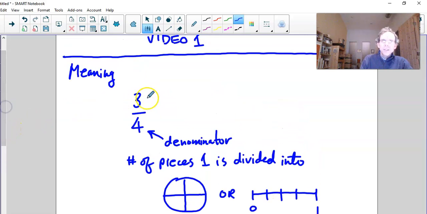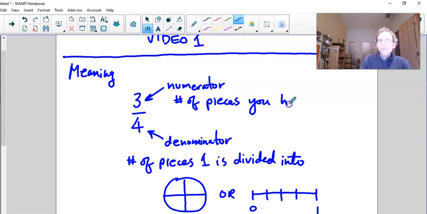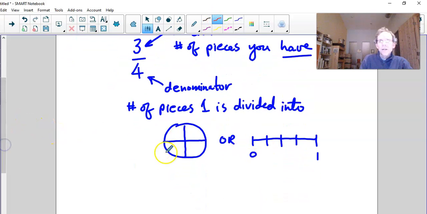All right, what's the top number? The top number, you might remember, is called the numerator. Numerator. And it tells you the number of pieces you actually have. Number of pieces you have. In this case, 3. And let's illustrate using our pie or number line what 3/4 is. So 3 of the slices of pie, that's 3/4 of a pie, or we would shade 3 of those pieces on the number line. So this is 3/4.